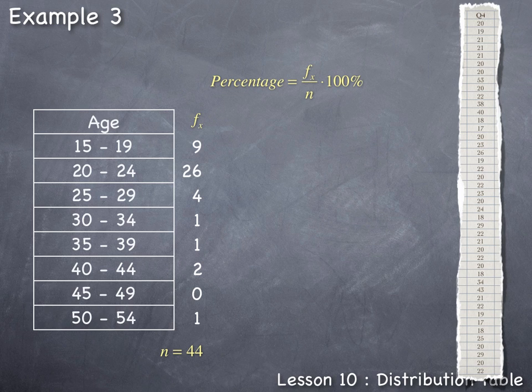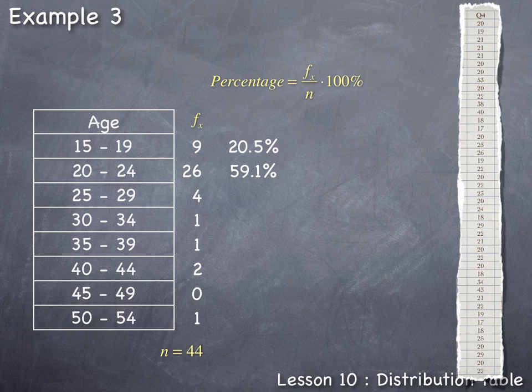So for the 15 to 19-year-old age group, the percentage is found by taking the frequency of 9, dividing by the sample size, 44, multiplying by 100, we get 20.4545%. And rounding percentages off to the nearest tenth of a percent, we would get 20.5%. For the percentage of 20 to 24-year-olds in our sample, we would take the frequency, which was 26, divide by the total sample size, 44, multiply by 100%, gives us 59.0909%. Again, rounding off to the nearest tenth of a percent, we would get a result of 59.1%.